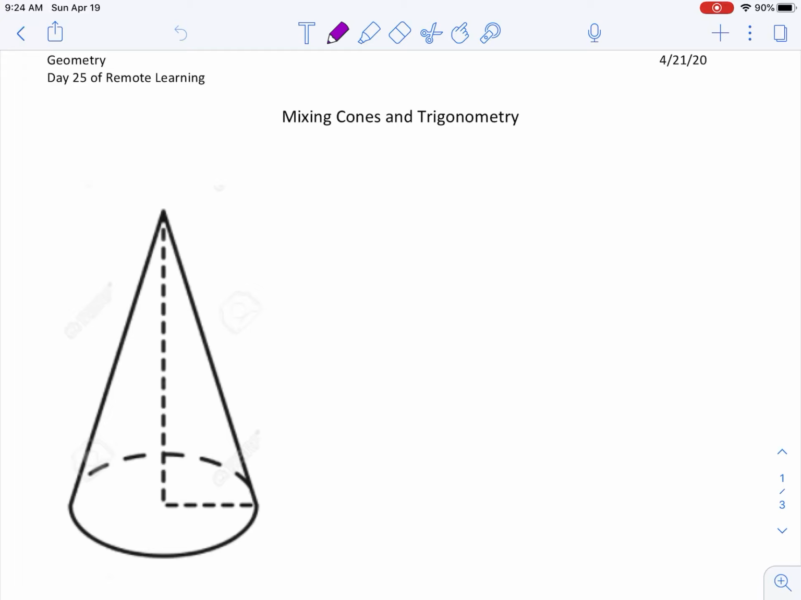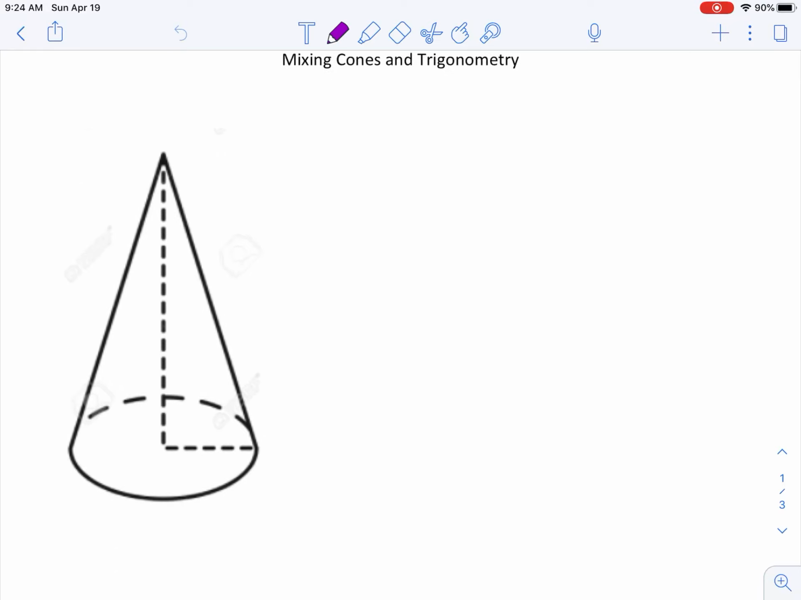Okay, guys, I promise to make today's shorter than yesterday's because we're still working with cones. I just want to make sure to mix in some trigonometry. Trigonometry is a very important concept for Algebra 2 next year, so I want to make sure that you have a good understanding of it before you get there.